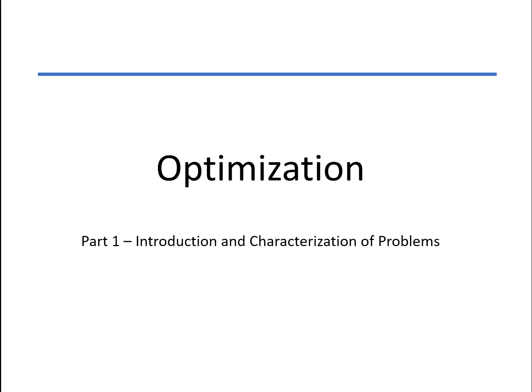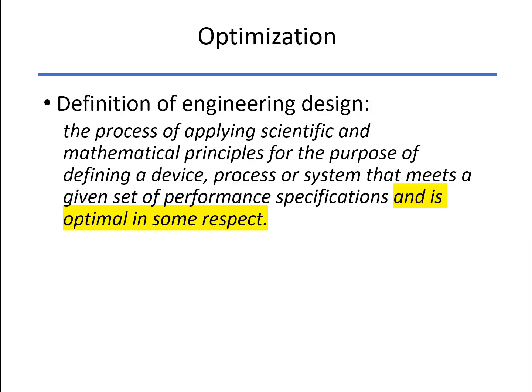This week's topic is optimization, and particularly optimization as it applies to engineering design. When we define engineering design, it doesn't always have to be designing a part or a device. Certainly it can be designing processes, systems, etc. But what separates engineering design from other types of design is that you do apply principles from science and math there. And this last statement here is optimal in some respect.